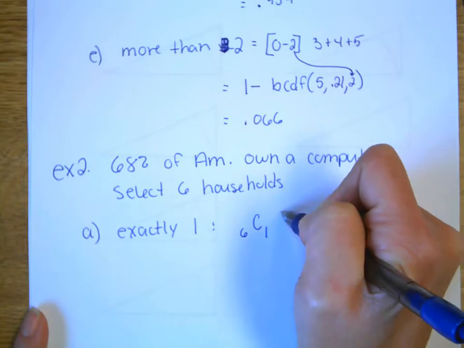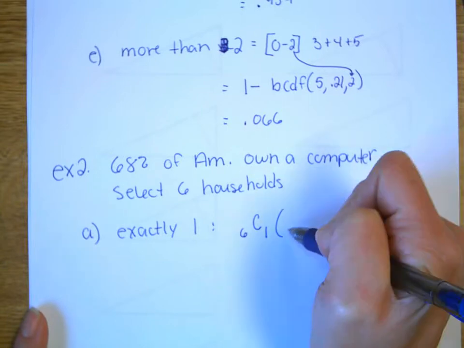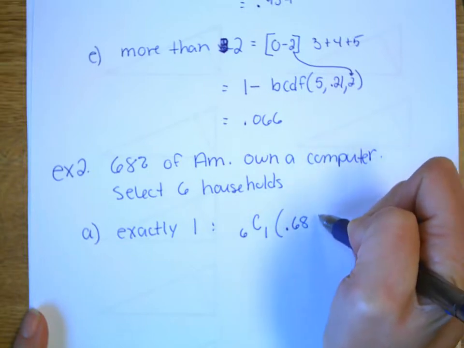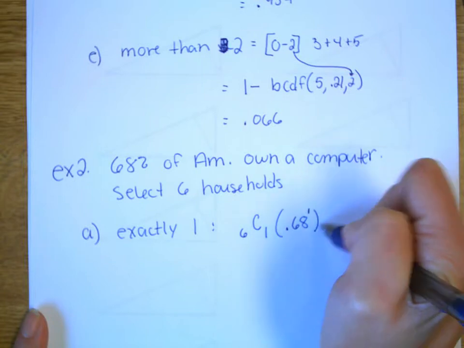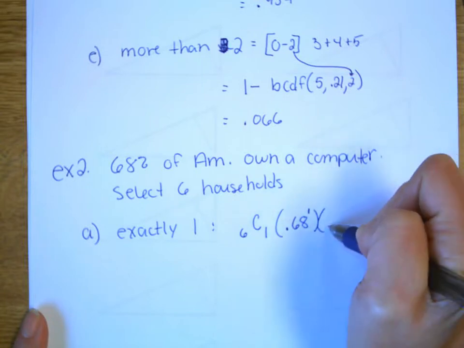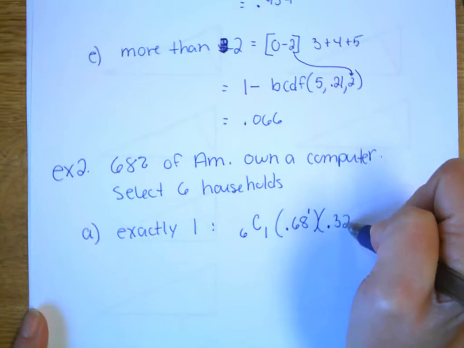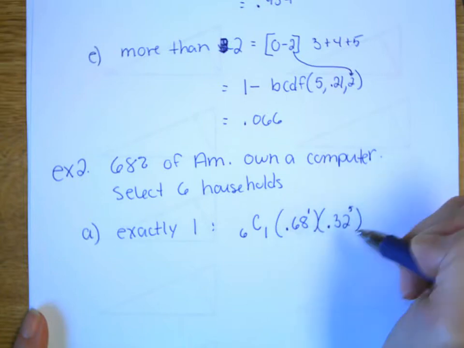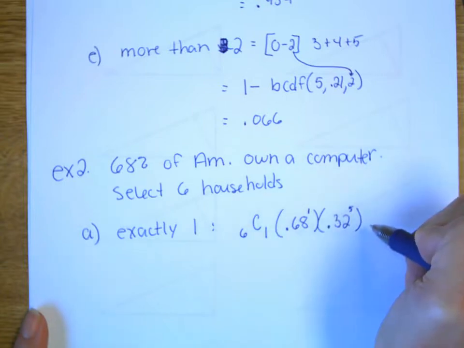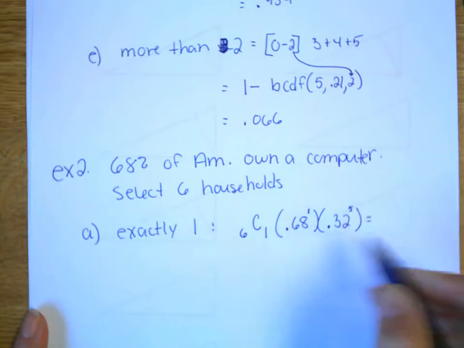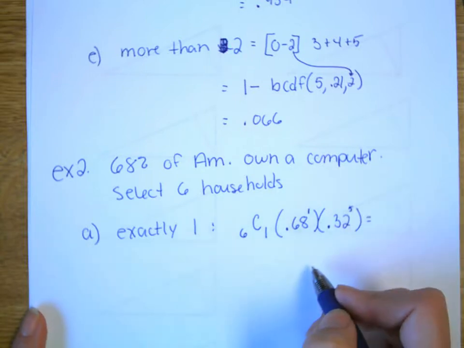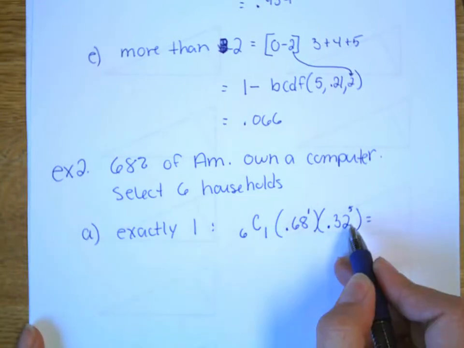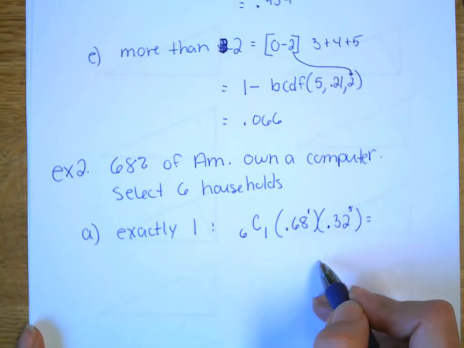6C1 multiplied by, what's my probability of success? 0.68 raised to the, nope, it was the x power, so in this case a 1, times the q, which is 0.32 raised to the, it was n minus x, 5th power. You could write that out and then just put it in our calculator. Or you could just go to the binom PDF. The answers are going to match exactly. I will never know if you typed this in or if you used binom PDF.